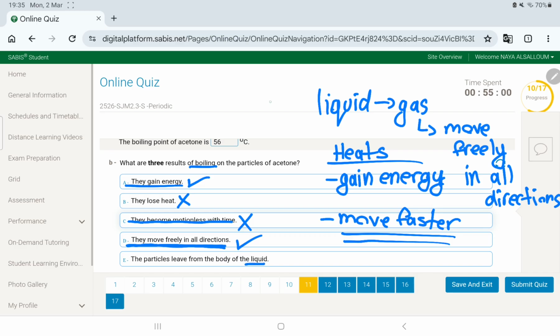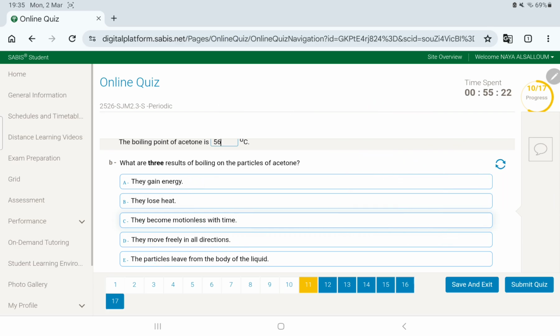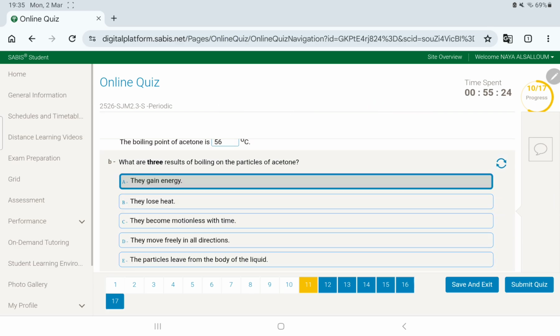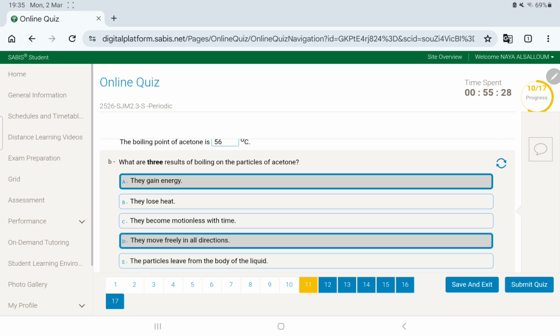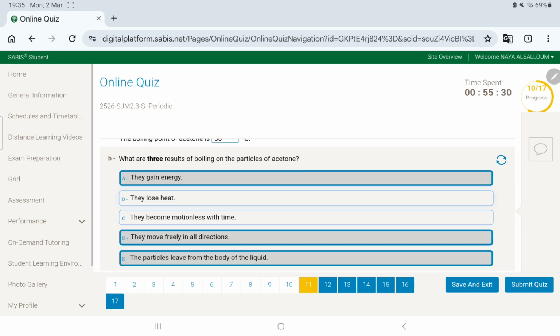Let's say here you have the liquid, let's say in a pot. When it evaporates, what do you expect? The liquid is gonna leave the body of the liquid until it becomes only gas, right? So obviously, what happened to the liquid? The particles, they left from the liquid. So what are the three correct answers here? The particles gain energy, so they move freely in all directions, and they leave the body of the liquid, okay?